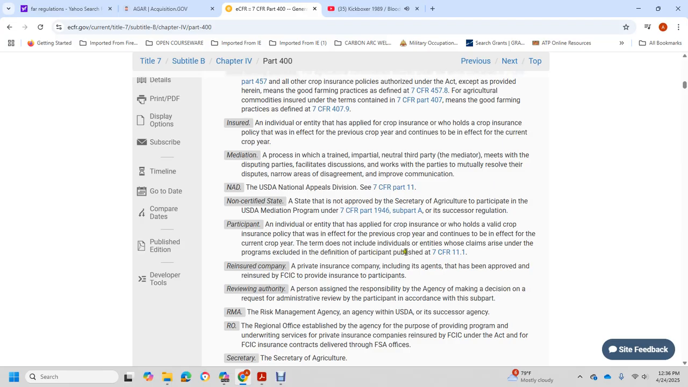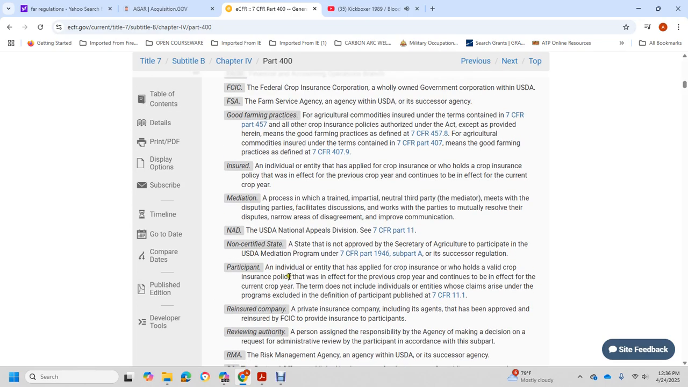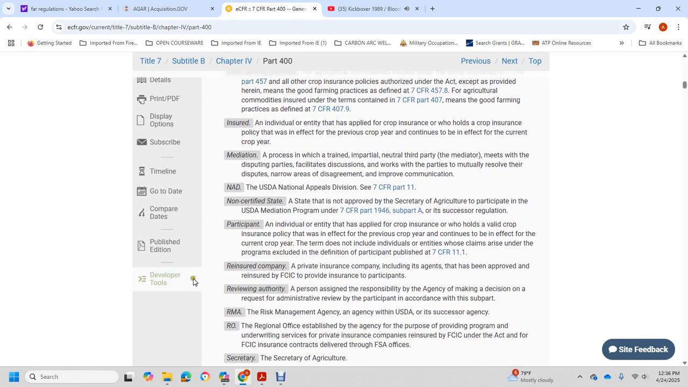Give the definition for participant as in Title 7 CFR 11.1. Reinsured companies: the private insurance companies, including the agents, that have been approved and reinsured by the Federal Crop Insurance Corporation to provide the insurance to the participant. Reviewing authority: a person authorized and responsible for the agent who makes the decision on the request of the administrator that you participate in accordance with the subpart.